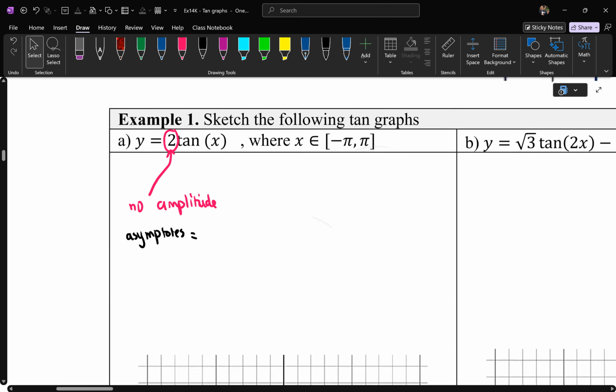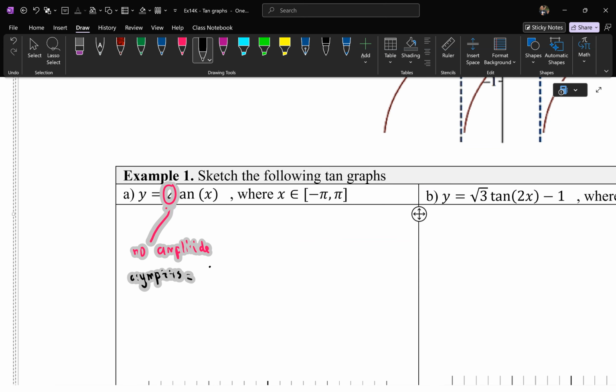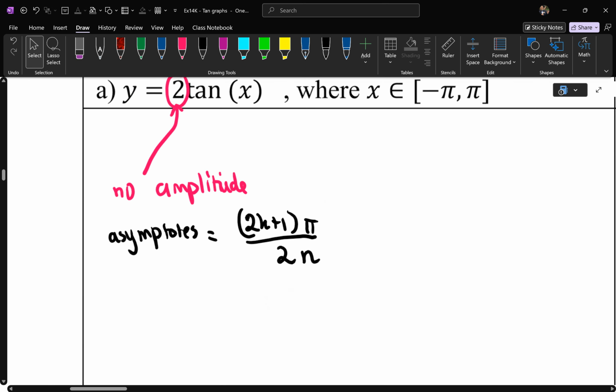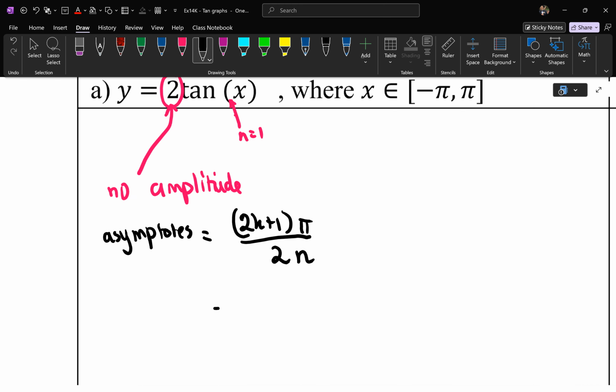Asymptotes. I just gave you a rule. What's the rule for the asymptote? How do you find the asymptotes again? 2k plus 1. So 2k plus 1 makes it odd, times pi divided by 2. So pi on 2, that's for every pi on 2. But n. What's our n in this case? 1. n is the coefficient of x, so n equals 1. And so therefore, this is your formula to work out all your asymptotes: (2k plus 1) pi over 2.